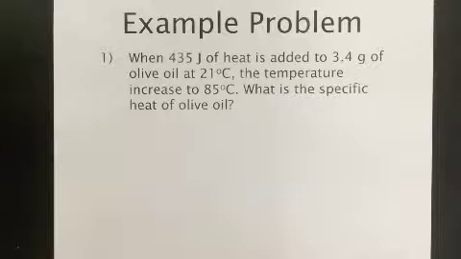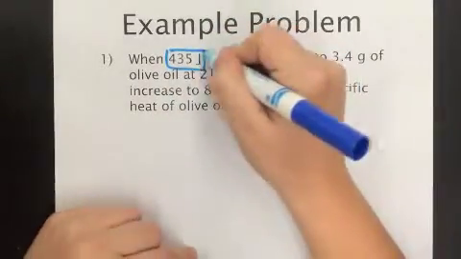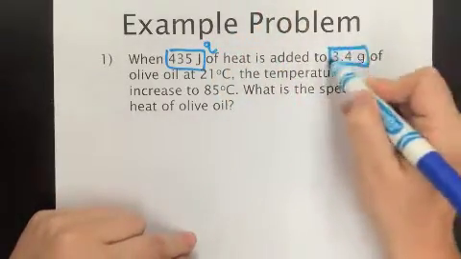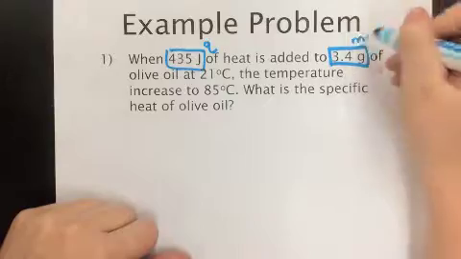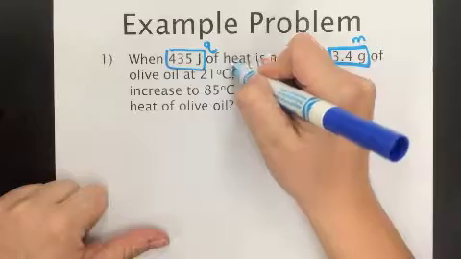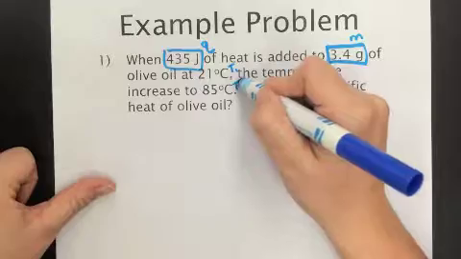So let's try an example. When 435 joules of heat is added to 3.4 grams of olive oil at 21 degrees Celsius, the temperature increases to 85. What is the specific heat of olive oil? So the 435 joules, there's a joules there, so that should tell you that is our Q, is added to 3.4 grams. Grams means it's mass. Of olive oil at 21 degrees Celsius. It's our first temperature mentioned, so we're going to call that our T1. 85 degrees Celsius is our T2.